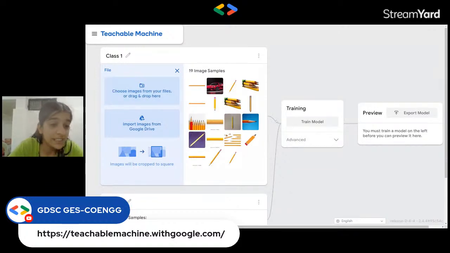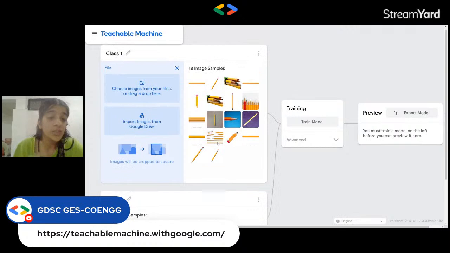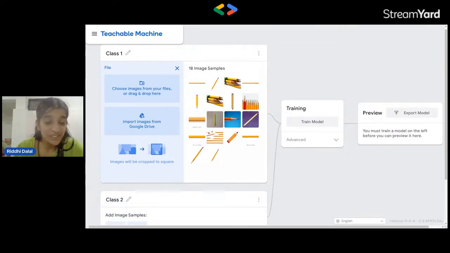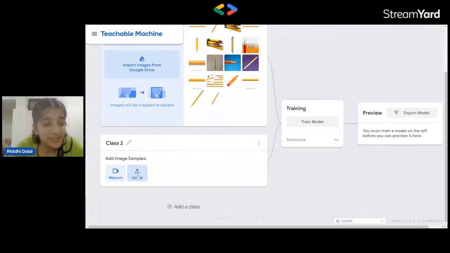Here, these are 19 pens, and now what is the system going to do? The system is going to learn from this. It is going to analyze, it is going to calculate the neural network. Now, I think you understand what is actually calculating the neural network. There are several hidden layers, activation of neurons, and this is how a neural network is actually calculated. So, yes, let's go to class 2.